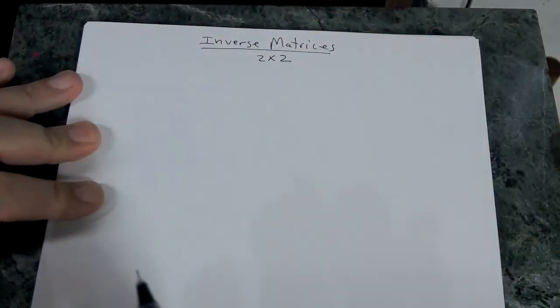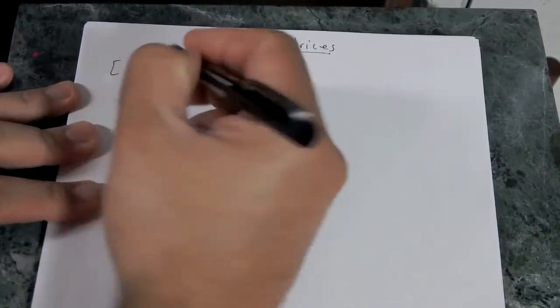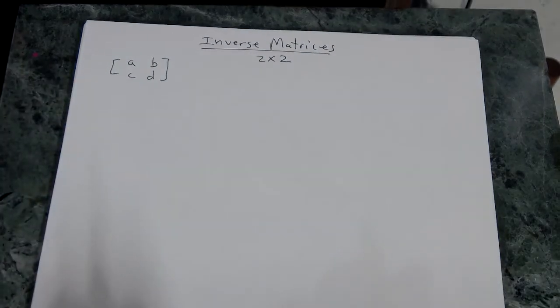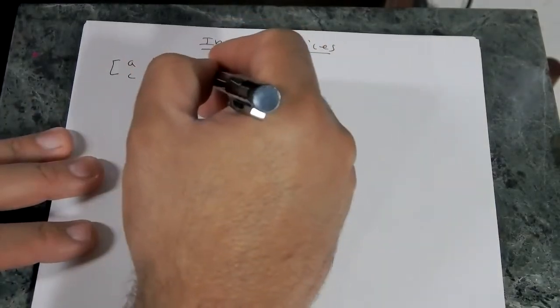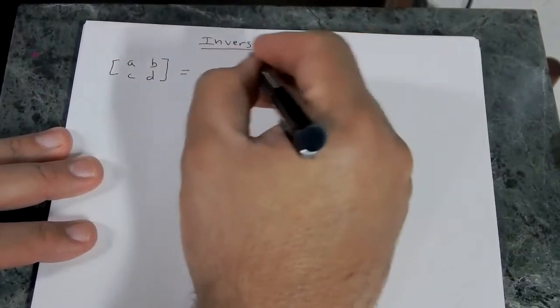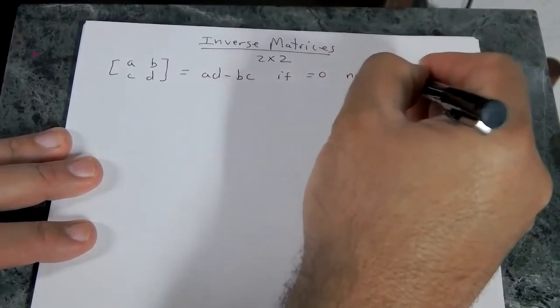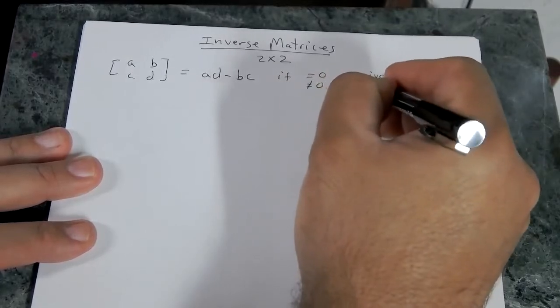Pretend that we do have a matrix A, B, C, D, which is a 2 by 2. First, we have to check the determinant. The determinant cannot be 0. If the determinant is 0, then the matrix does not have an inverse. So first we're going to check AD minus BC. If that's equal to 0, no inverse. Can't do it. But if it equals anything other than 0, then there's an inverse.